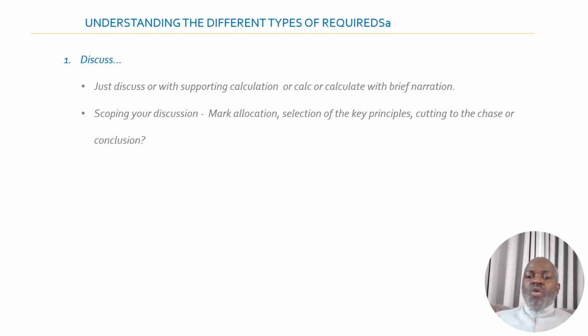And no amount of past exam papers will help you with that decision making. You have to do it by checking the mark allocation, by making your own assessment of the key principles that you have selected, by watching whether or not you have dealt with the principles or you've just gone for the conclusion.